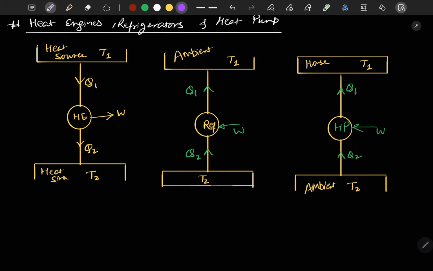Now let me write here what the rating will be for all three of them. For the heat engine we write efficiency is equal to 1 minus Q2 by Q1, or also equal to 1 minus T2 by T1, depending on whether your engine is reversible or irreversible.